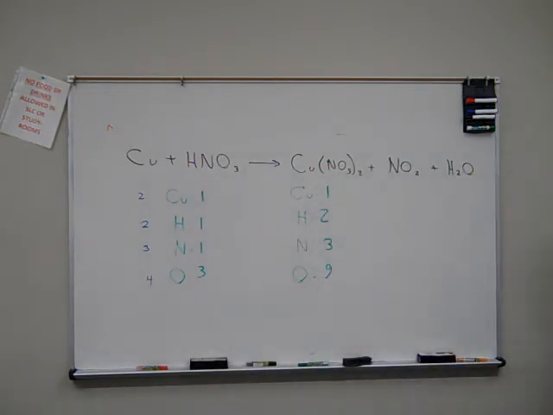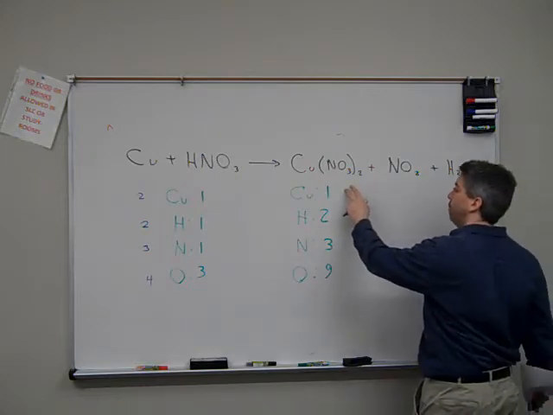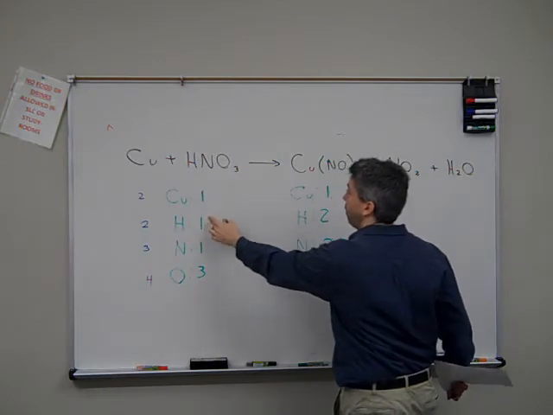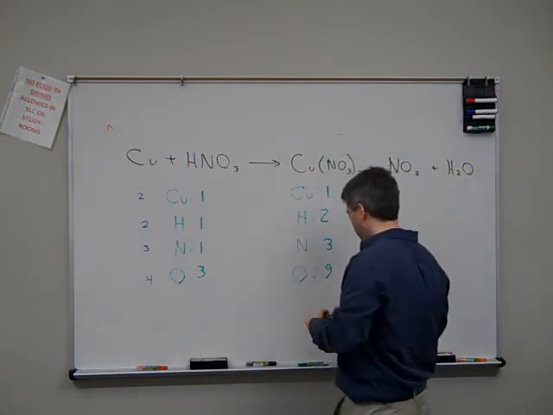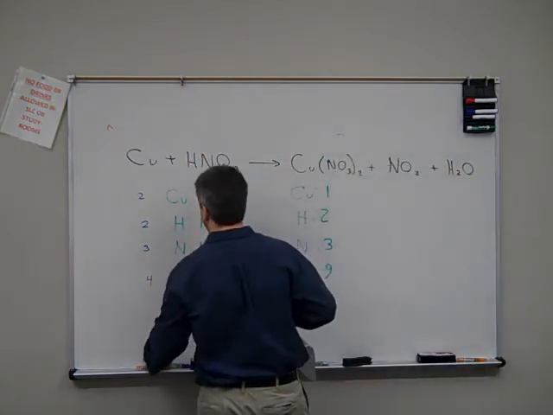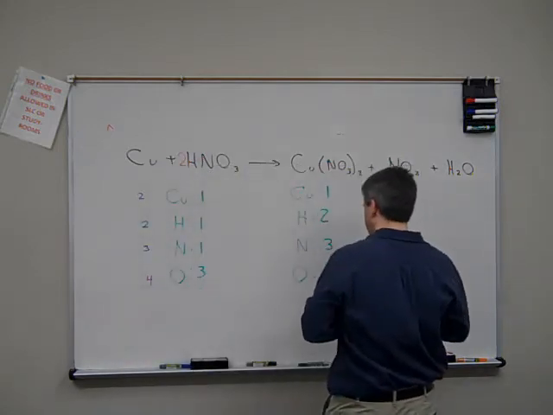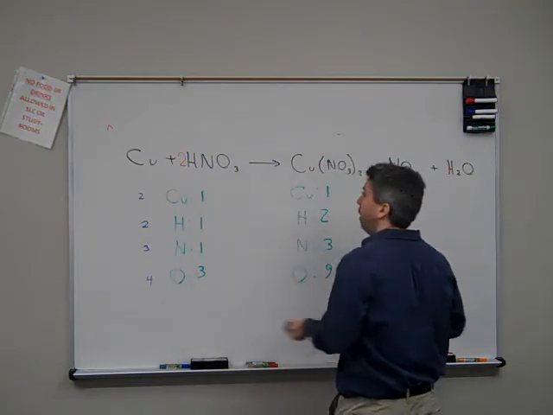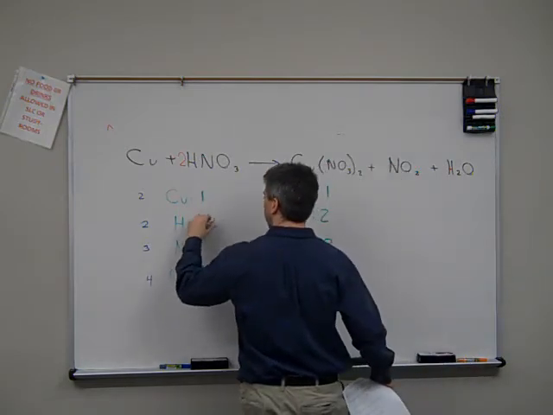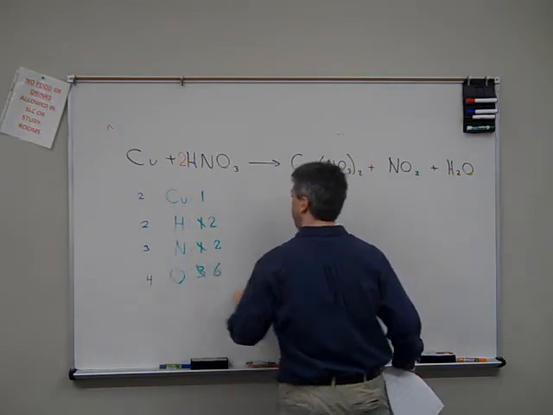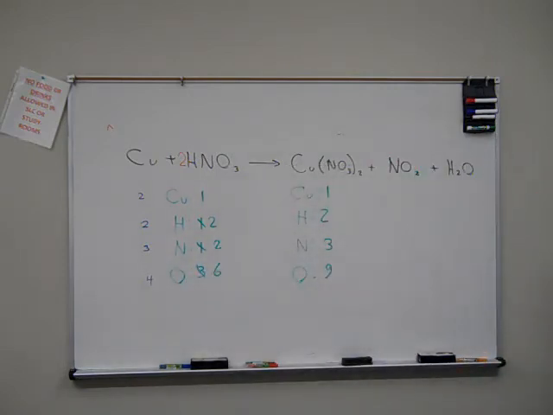So copper is 1, copper 1, balanced. Hydrogen 2, hydrogen 1. What do I do? Put a 2 in front of each HNO3. Yeah, a 2 in front of each HNO3. And that is going to change my numbers a bit. I'll now have 2 hydrogens, right? And 2 nitrogens, and 6 oxygens. So now I go to nitrogen here.